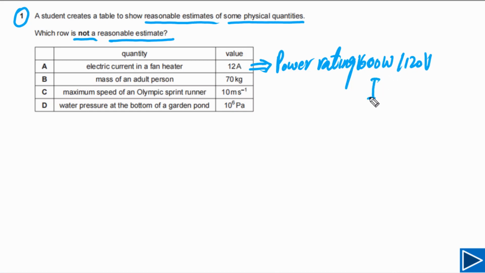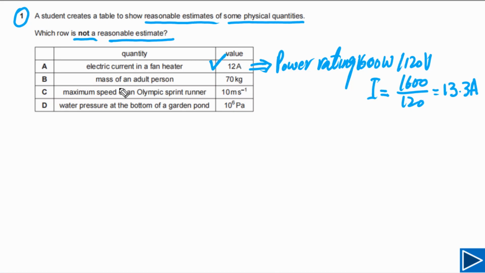And from here we can find out the value of I. So this will be 1600, meaning the power, divided by V. And this is approximately equal to 13.3 amps. And this value is close to this one. So this is a reasonable estimate. Simply this one is a reasonable estimate.